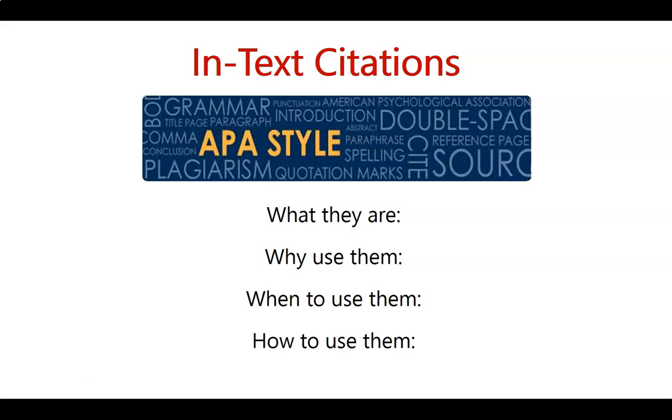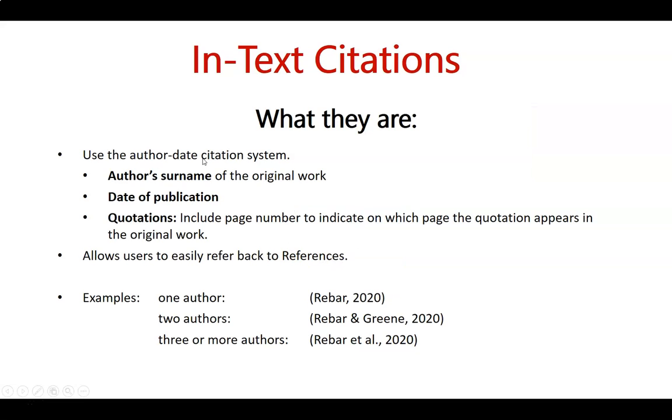What they are, why to use them, when to use them, and how to use them. Like you've seen, we're using the author date citation system, the author's surname from the original work, the date of publication, only using the year, and if you have a quotation, include the page number. This allows people to easily go back to the references and look up that author and get the information to go back to that original source.